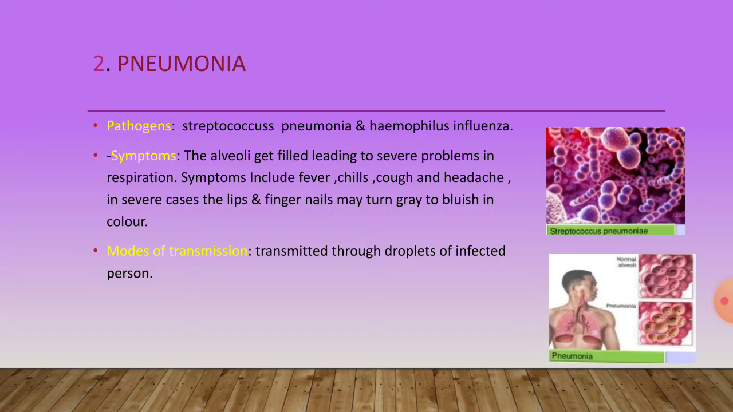Now, the second disease we will study is pneumonia. The pathogens of pneumonia are Streptococcus pneumoniae and Haemophilus influenzae. In pneumonia, the alveoli get filled, leading to severe problems in respiration. Symptoms include fever, chills, cough and headache. In severe cases, the lips and fingernails may also turn grey to bluish in color. Pneumonia is transmitted through droplet infection.